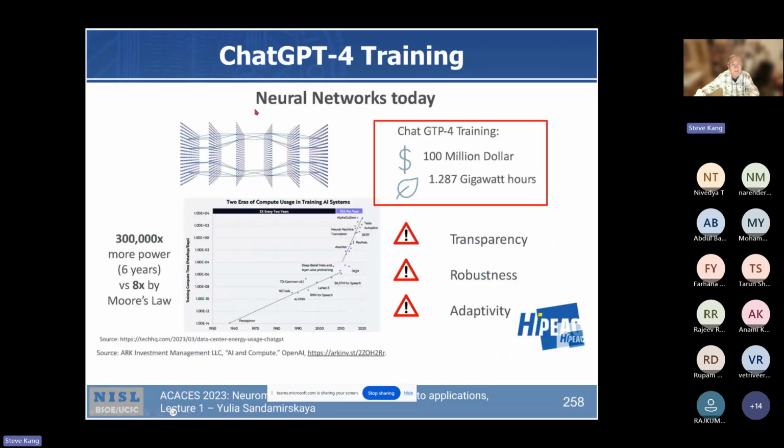In fact, the cost to train GPT-4 is $100 million. A tremendous amount. In terms of energy requirement, it is 1.3 gigawatt hours. So it's like a nuclear power plant to train such a deep neural network with so many parameters.